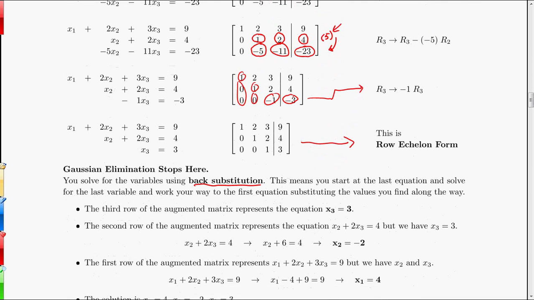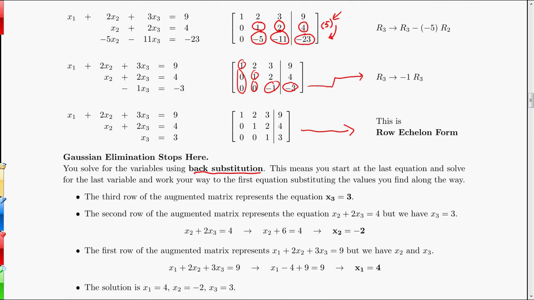For example, if you take that third row, the equation that that represents is just x3 equals 3. So good. I already have x3. Right? Now if you take this second row, so we're going to work backwards, right? We got our last variable, x3. Now we're going to work our way back. That's why it's called backward substitution, or back substitution.